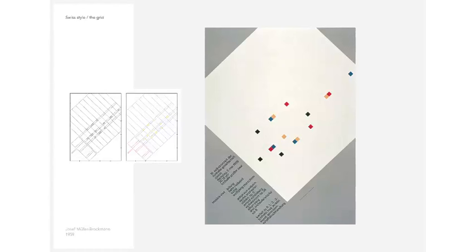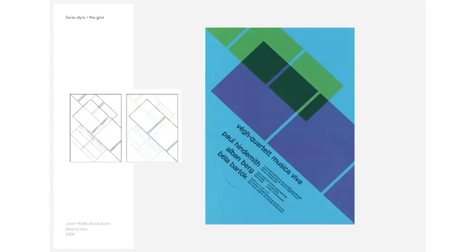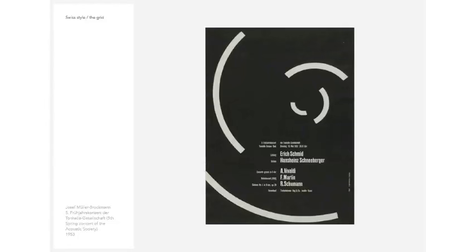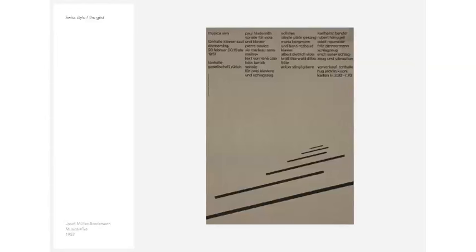Some of the more famous examples of Swiss style are from Josef Müller-Brockmann. He literally wrote the book on the grid that everyone will refer to. And I just found these examples of his sketches using a grid and his posters. So I don't have a lot to say about these posters. I just wanted to show them. They're the touchstone, I think, in a lot of people's minds for Swiss design.